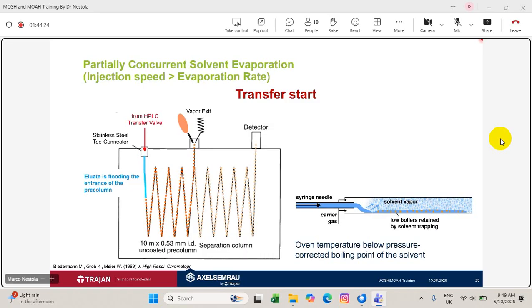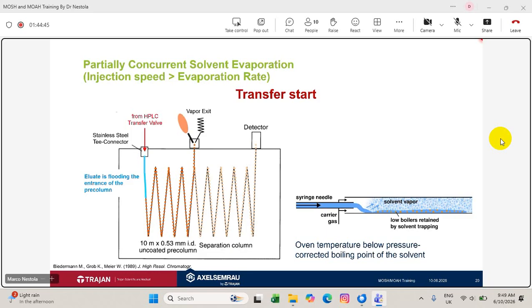So everything which is entering here will be exiting here. Only a very small amount will be transferred onto our separation column, which is also nice because otherwise you need to burn a lot of solvent in the FID. Okay.